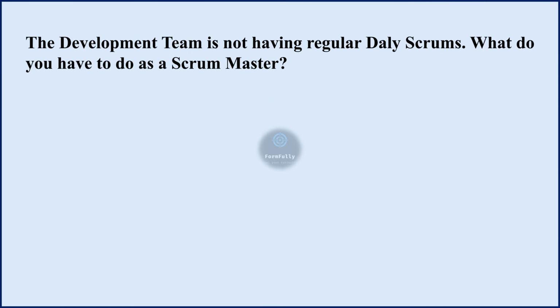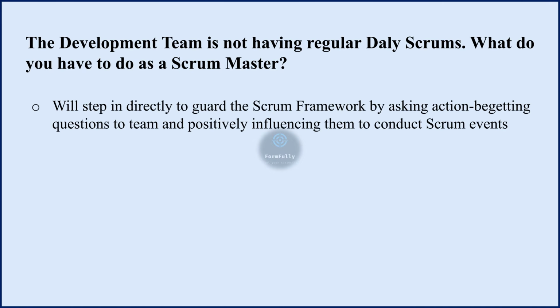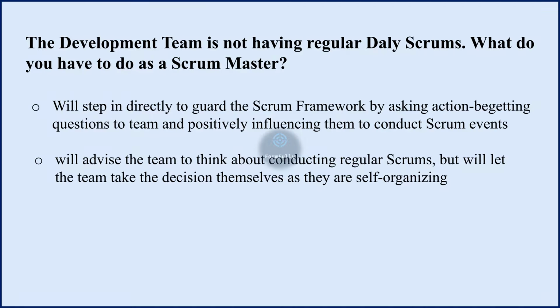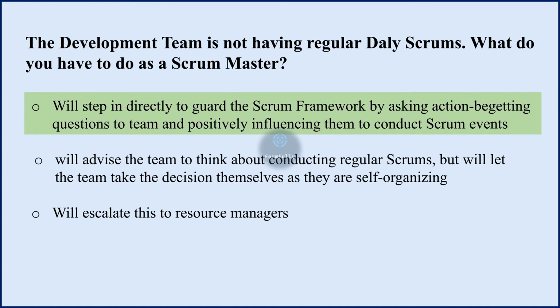Next question. The development team is not having regular daily scrums. What do you have to do as Scrum Master? Options are: will step in directly to guide the Scrum framework by asking action-begetting questions to team and positively influencing them to conduct Scrum events. Option 2. Will advise the team to think about conducting regular Scrums, but will let the team take the decision themselves as they are self-organizing. Option 3. Will escalate this to resource manager. And the correct statement is first statement.